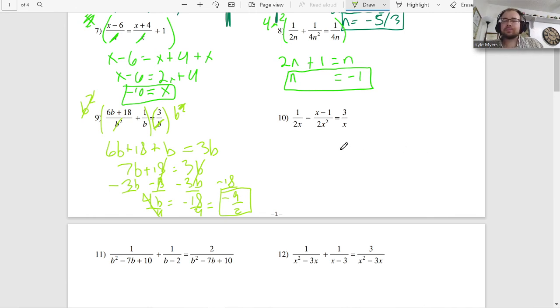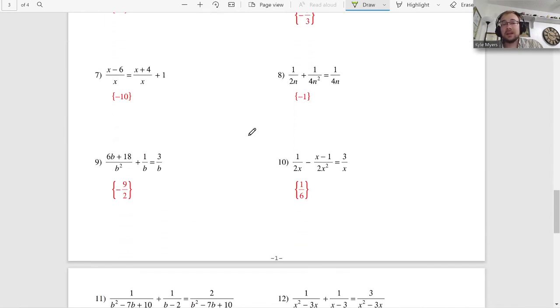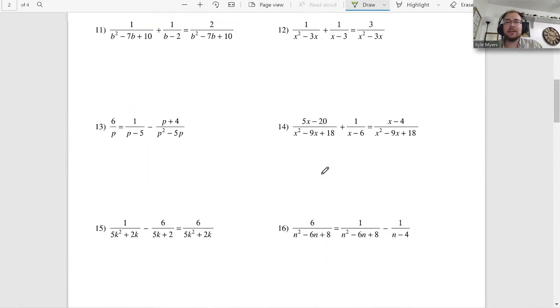So let's go ahead and look at this one, because again, it's a fraction. We did just get a fraction not that long ago, but it is kind of weird, so let's go ahead and check it. Number 9. Yeah, negative 9 halves. Okay, and spoiler alert, number 10 is 1/6. Ha ha ha, I looked ahead. Okay.